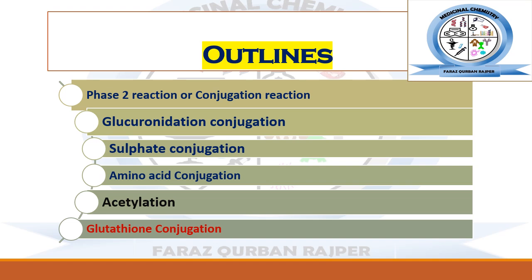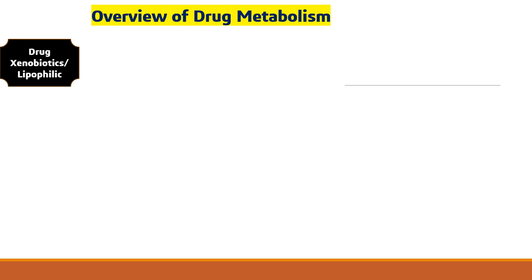So in this video lecture I will talk about the phase 2 reaction, their introduction, main overview and the different types of conjugation reaction which occur in phase 2, like glucuronide conjugation, sulfate conjugation, amino acid conjugation, acetylation and glutathione conjugation. So let's talk about them one by one.